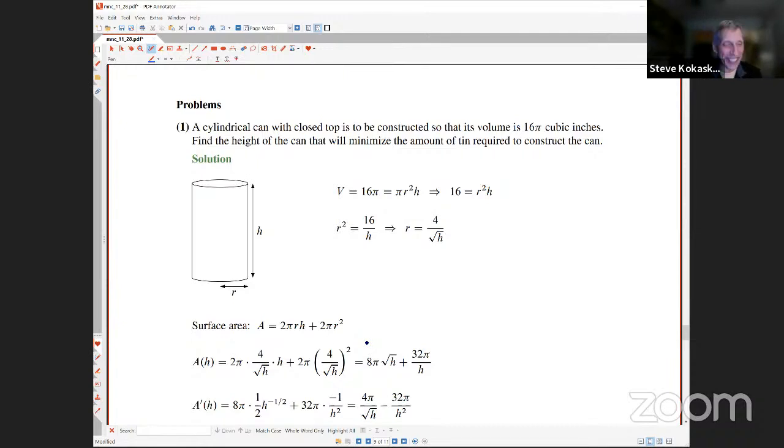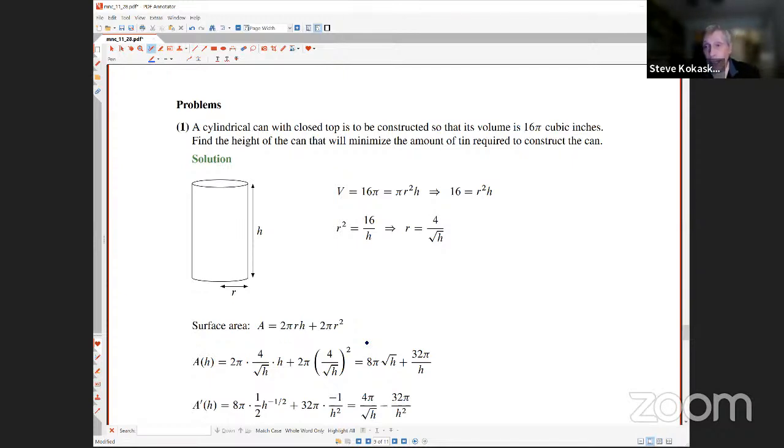So we have this cylindrical can, and it has a closed top, and it's to be constructed so that the volume is 16 pi cubic inches. I want to find the height of the can that will minimize the amount of tin required to construct the can. Very much a real world kind of problem. You can think of a soda can or a can that's going to hold some other food or material. I want to minimize the amount of tin required. If I do that, that might minimize my cost of manufacturing this can.